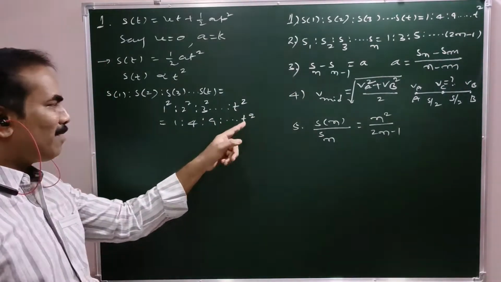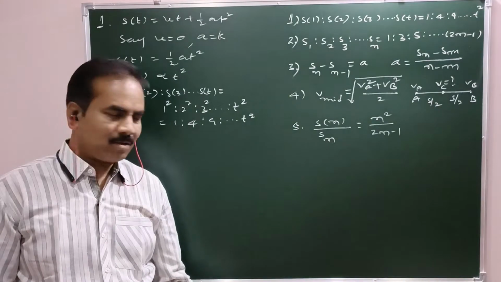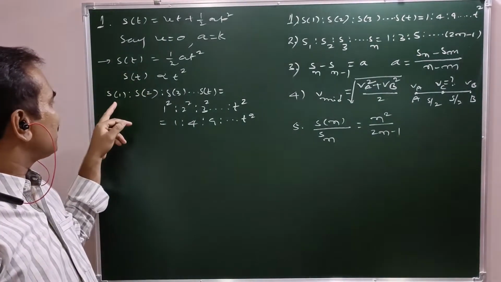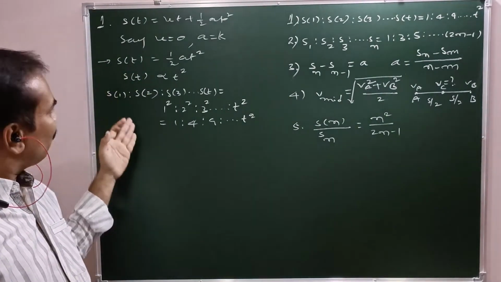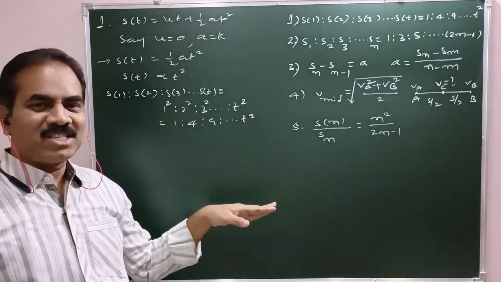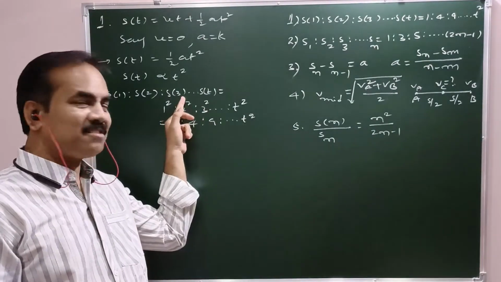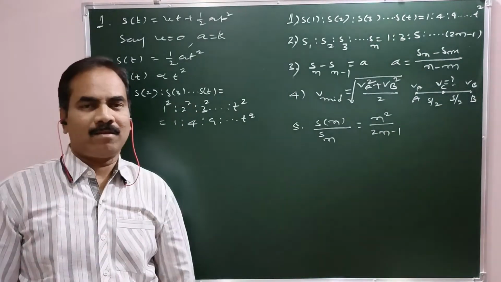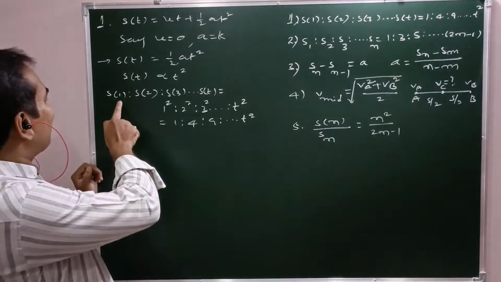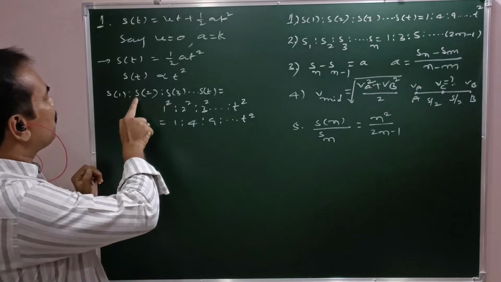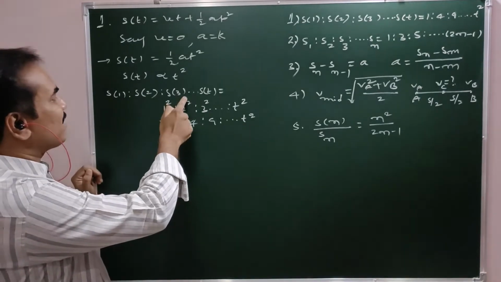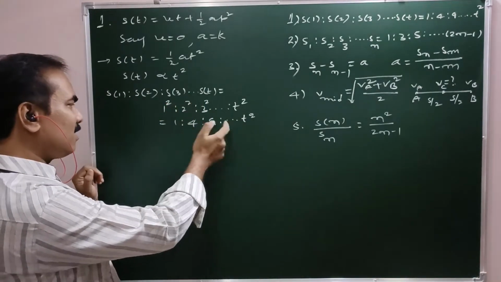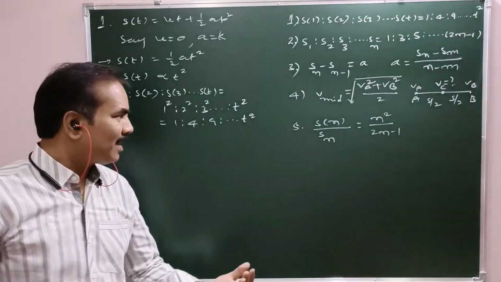Okay, if t is replaced by n, up to n square otherwise. Now this is the ratio of distances covered in 1 second, in 2 seconds from the beginning itself, in 3 seconds from the beginning itself, in t seconds from the beginning itself. So distance covered in 0 to 1 second is to 0 to 2 seconds is to 0 to 3 seconds is to 0 to t seconds is given by 1 is to 4 is to 9.